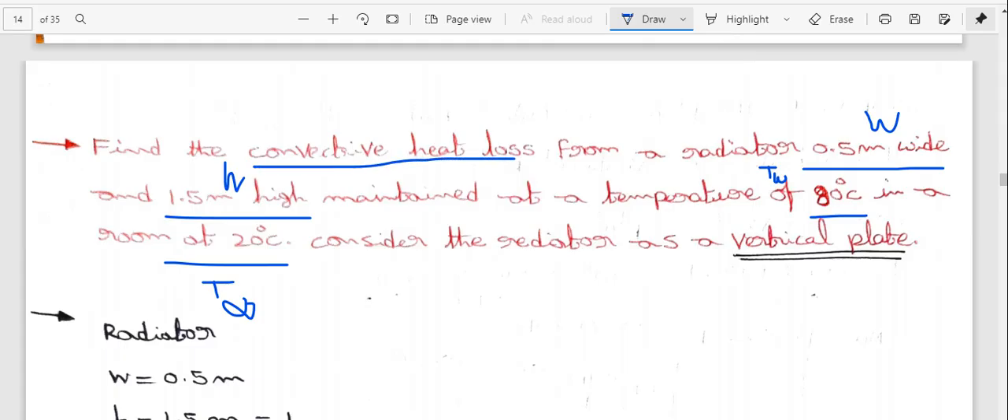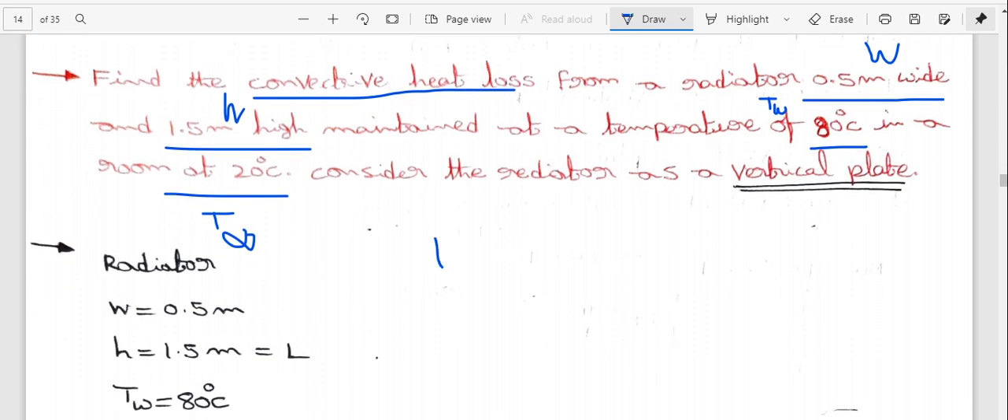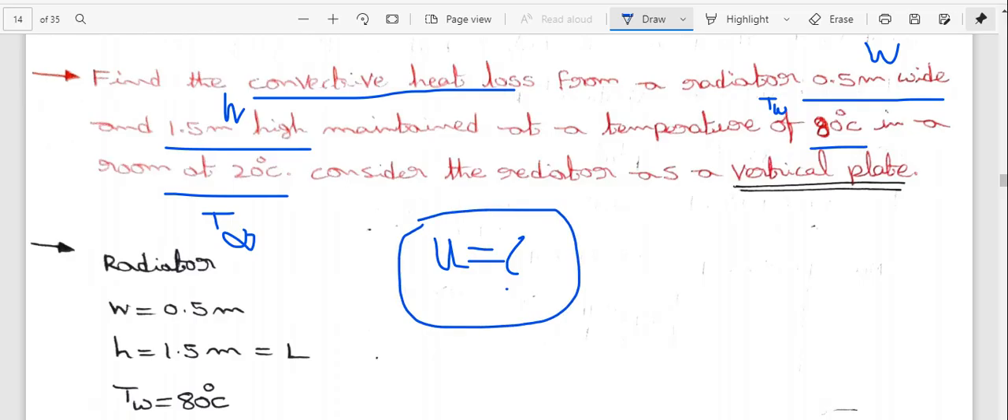So convective heat loss. Is this natural convection or forced convection? Now we need to check it. In this question the U value is not given. The uniform flow velocity is not mentioned in this question. That's why this is not a forced convection. Now we need to consider natural convection.